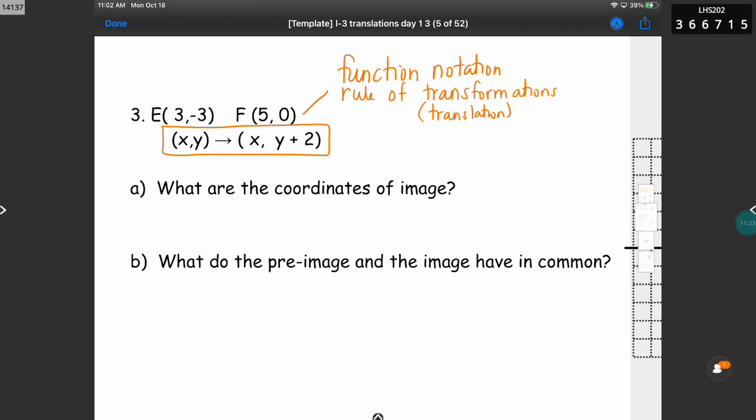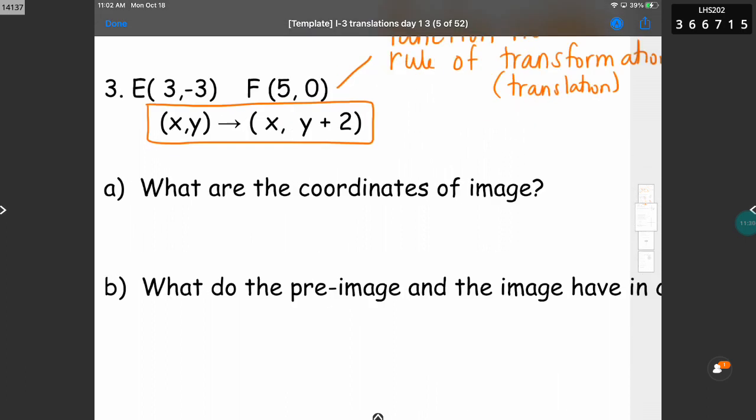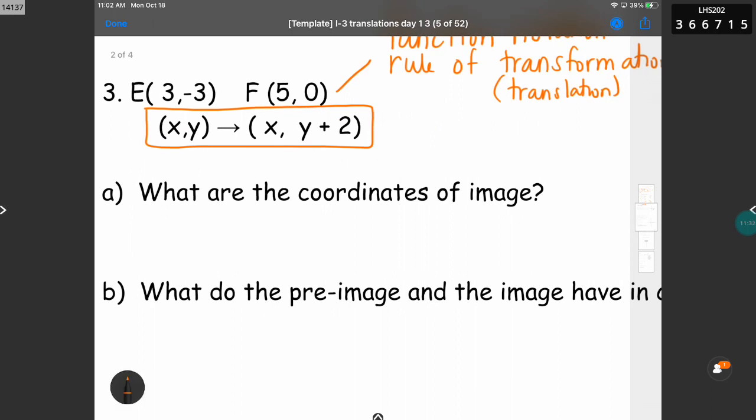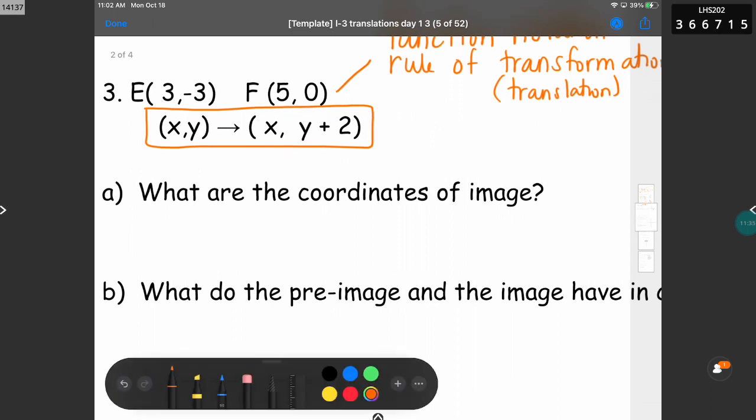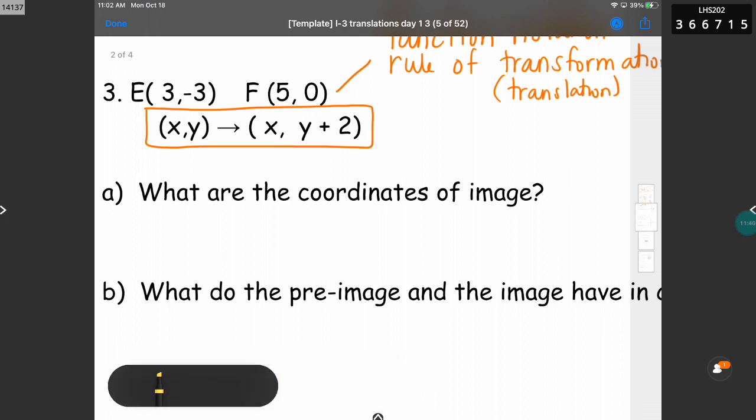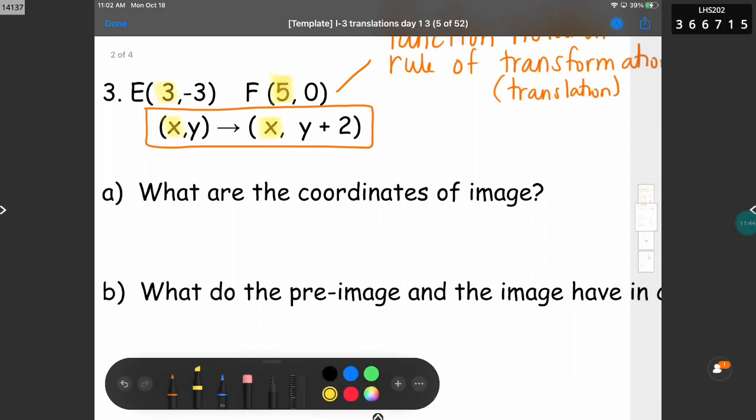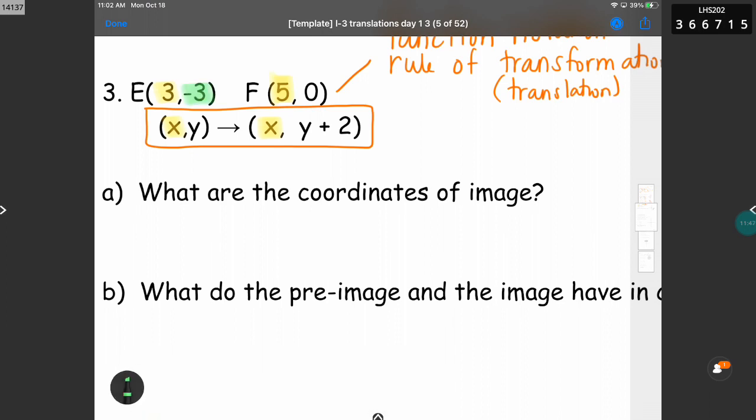So what does that tell me to do? (x, y plus 2). Well, what this is telling me is to add 2 to the y. Yes, and what is happening to my x? Stays the same. So this x is going to stay the same. This y, I am going to add 2 to it. Or it tells me to move, not right 2, because it's y, up 2.